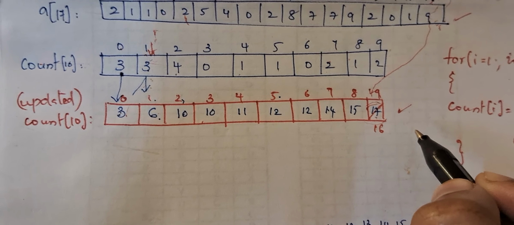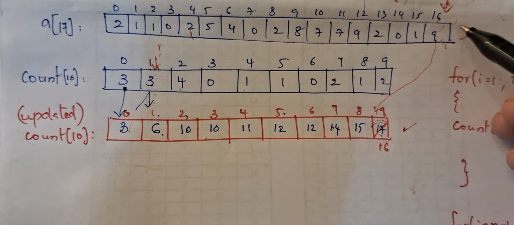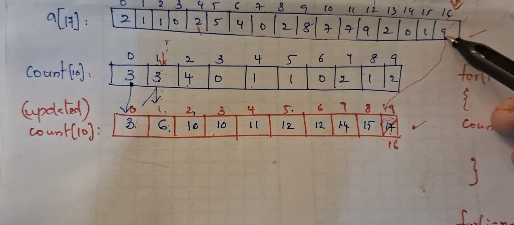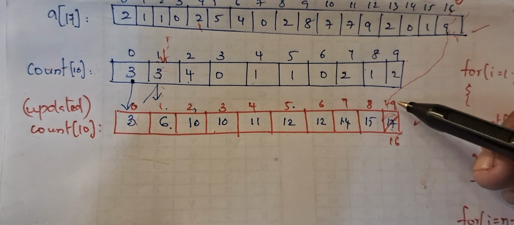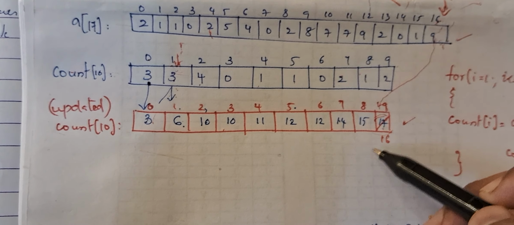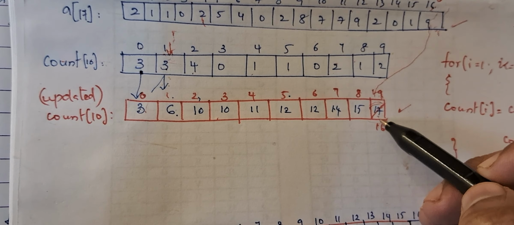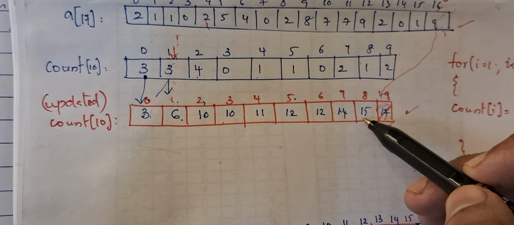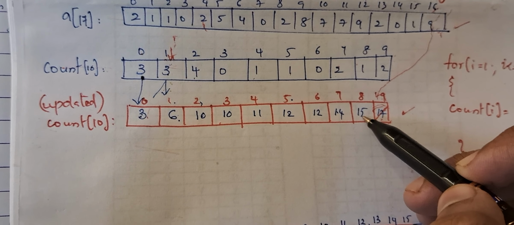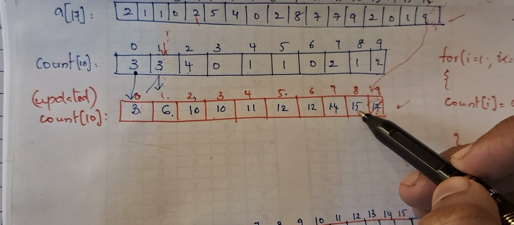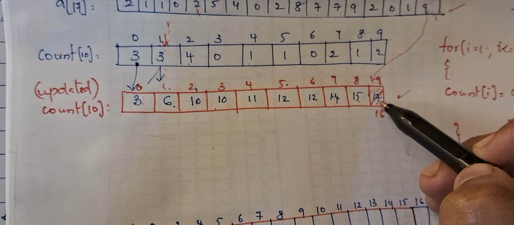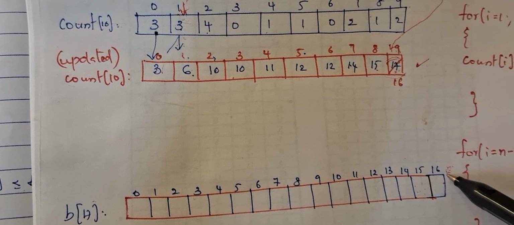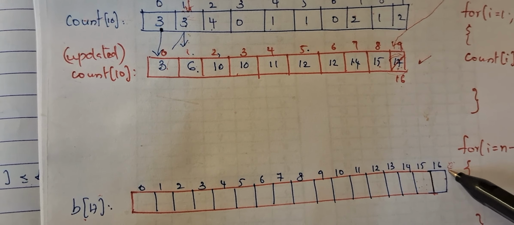So 17 becomes 16. So first traverse the array from the last element onwards. So I is equal to 16, a of 16 is equal to 9. Go to the corresponding index of the count array, that is 9. Go to index 9, you can see the element 17, decrement the value by 1. Whenever you take the corresponding element in the count array, you need to decrement the value by 1, because you can't access the corresponding index in the final array. There is no index 17 here, because the total number of elements is 17. So the indices vary from 0 to 16.